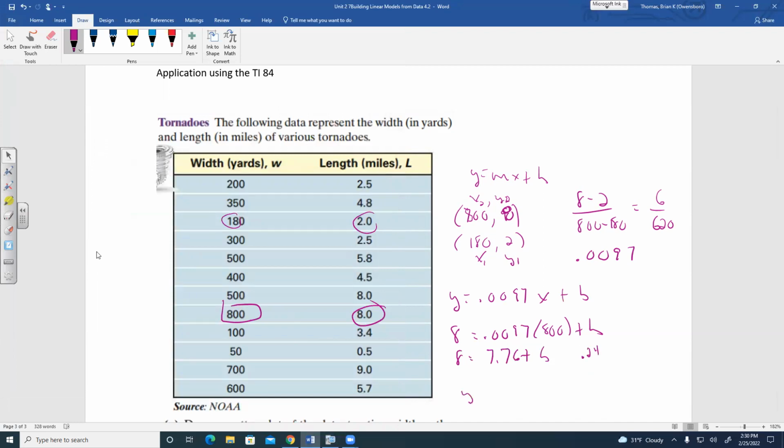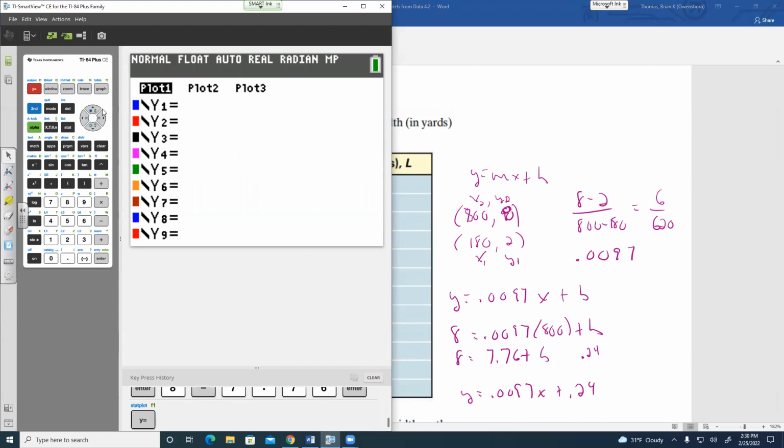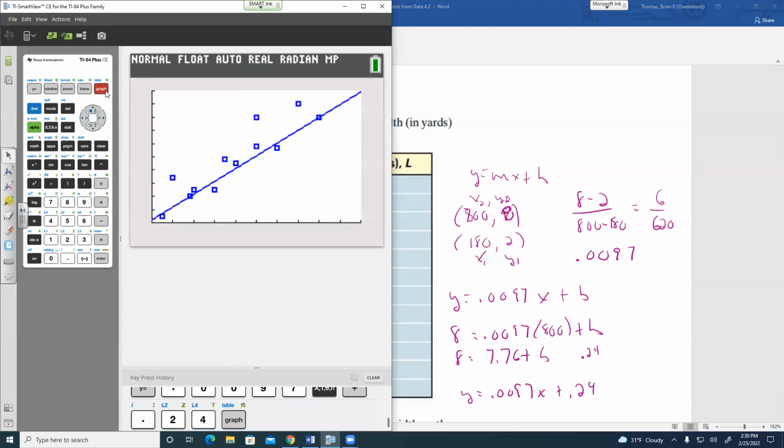So my equation is going to be y equals 0.0097x plus 0.24. Let's see what happens when we graph that, see if it does anything for us. So if I have y equals 0.0097x plus 0.24, if we graph that, what's it do?